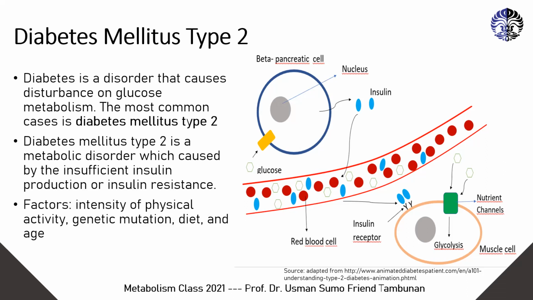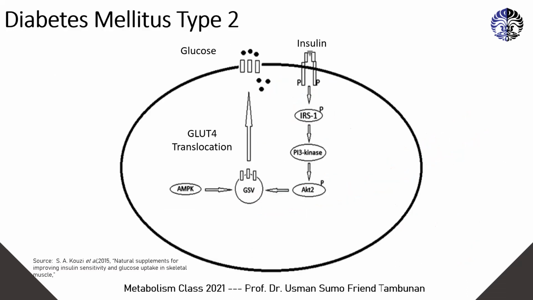Then the insulin will enter the bloodstream to all parts of the body. As the insulin reaches the cells, it will bind to the insulin receptors. This will cause the nutrient channels to open and allow the glucose to enter the cells. Factors that can contribute to diabetes mellitus type 2 are intensity of physical activity, genetic mutation, diet, and age.